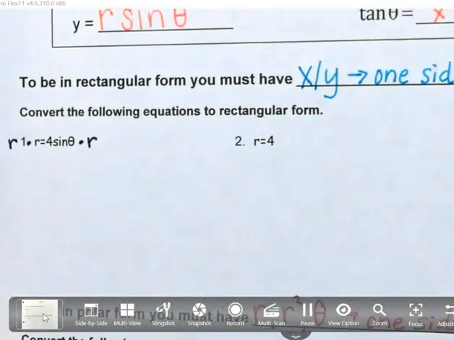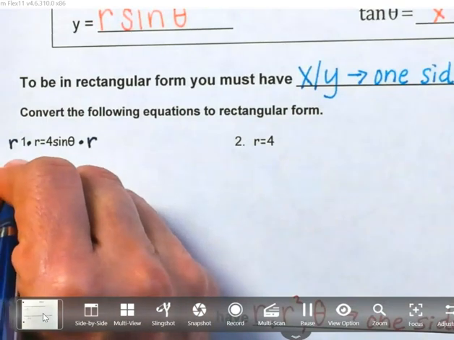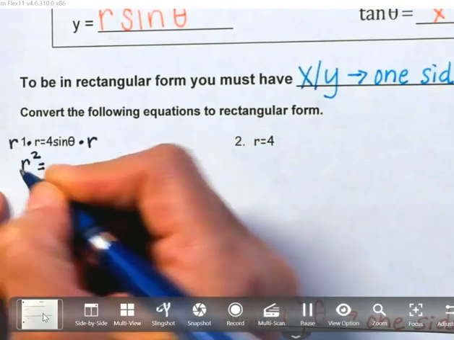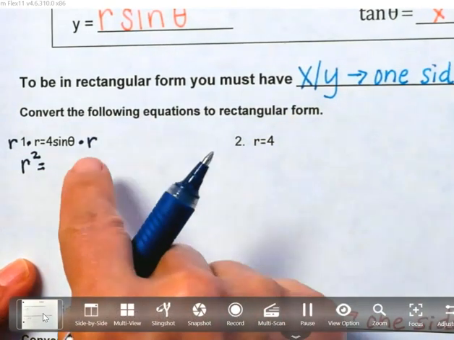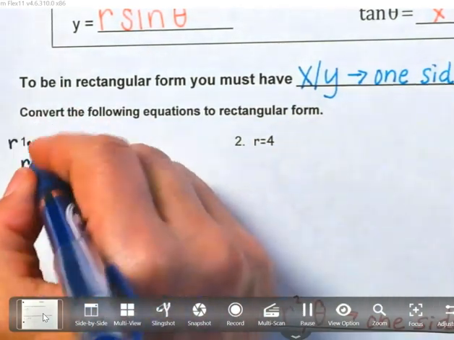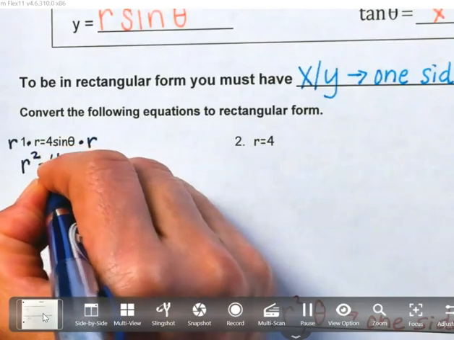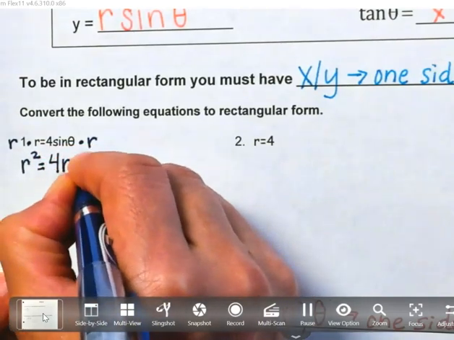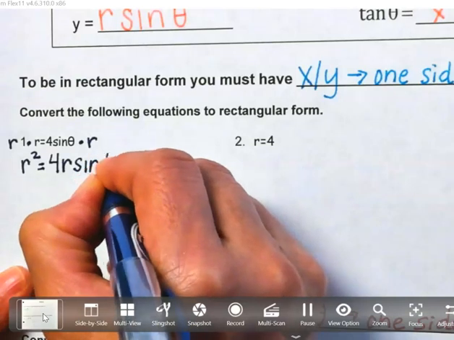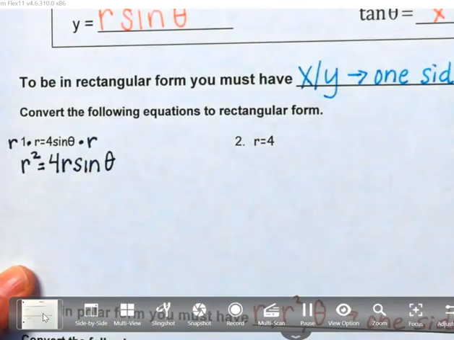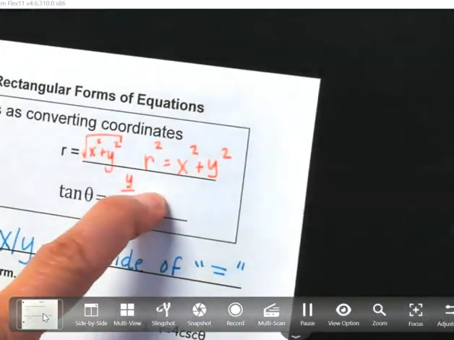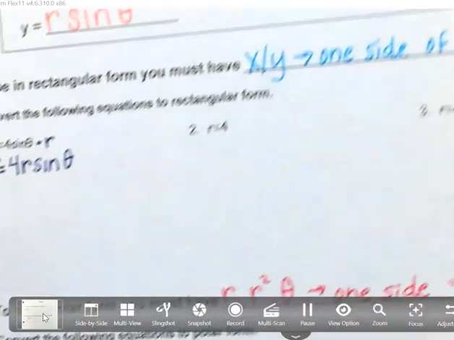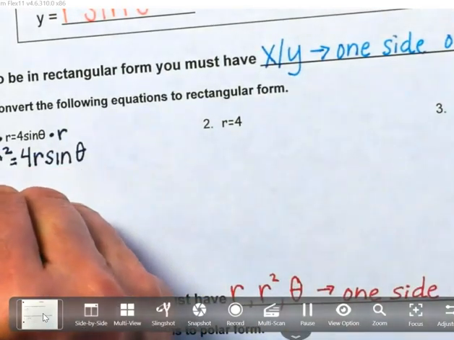All right, so we're going to have r squared. All right, so this is 4 times sine theta times r. Y'all put the r after the 4 because it looks weird next to the theta symbol. So write it like this. Write the r in front of sine theta. And y'all, we're ready to substitute. Remember, r squared is x squared plus y squared. So that's going to be this, x squared plus y squared.